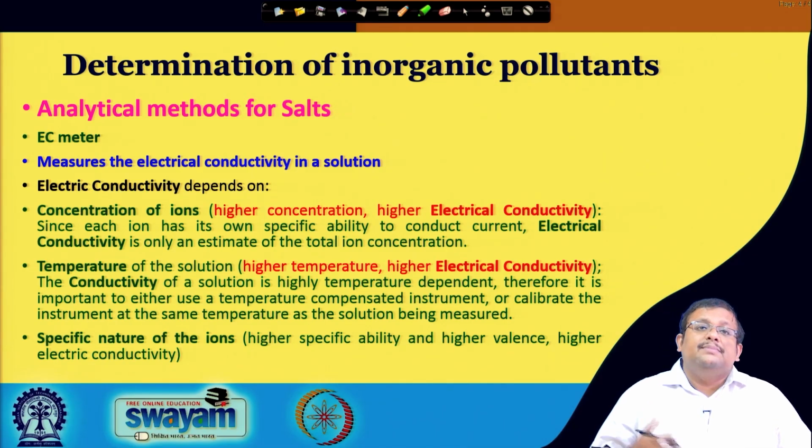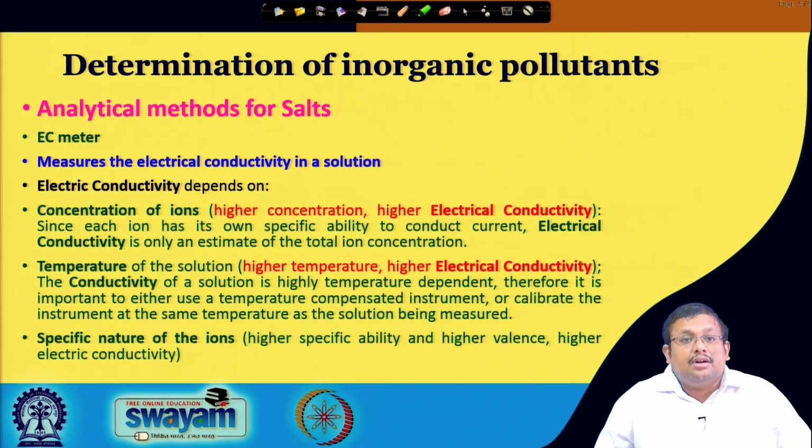Now, this electrical conductivity depends on several factors. The first factor is concentration of ion. Obviously, the higher concentration of the ion goes with the higher electrical conductivity. Since each ion has its own specific ability to conduct current, electrical conductivity is only an estimate of the total ion concentration. Now, you might ask me why we go for the electrical conductance measurement while we measure the salt concentration. Now, salts are basically composed of different types of cations and anions, and these cations and anions are known for conducting the current. So, that is why while measuring the electrical conductivity, we can have an idea about the salt concentration. So, concentration of ions, as I have mentioned, each ion has its own specific ability to conduct current. Electrical conductivity is only the estimate of total ion concentration.